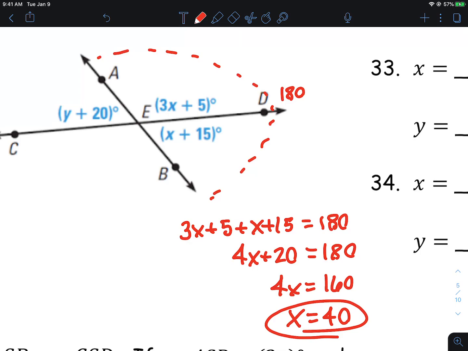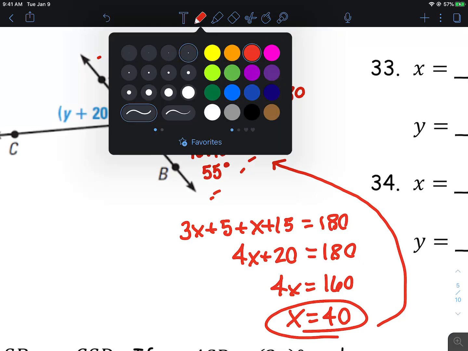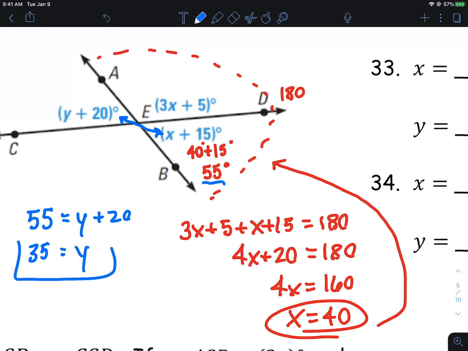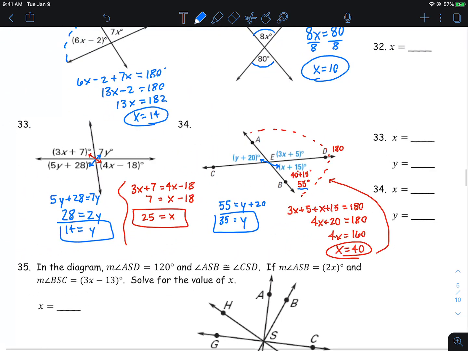Now, once we have x is 40, we can plug back in and then use the fact that you have vertical angles. So if I plug in 40, that's 40 plus 15. That's going to come out to 55 degrees. And now that I know that this is 55 degrees, I can set my 55 degrees equal to the y plus 20. And then we can subtract 20 from both sides, and that would get us 35. That would be your y value right there. So that one's kind of a weird one. It looks like you would use vertical angles. You do, I guess, at the end, but you use the linear pair on this side first.